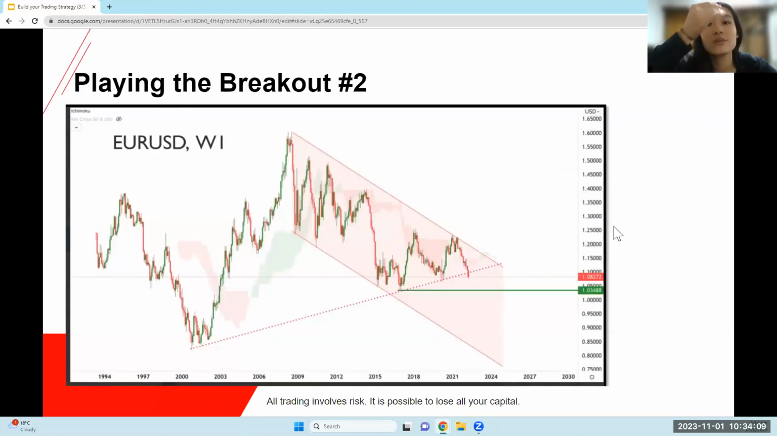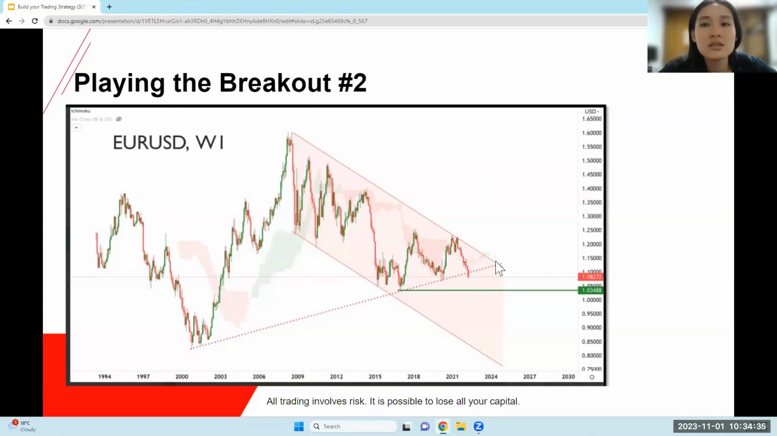Next, we have, in this case, a descending trend channel. Okay, so when we say breakout, you see it still moving within the descending trend channel. So that's playing the continuation. But what we mean by breakout is you can see it's breaking out of this ascending trend line. Okay, and it's also breaking out of the Ichimoku cloud.